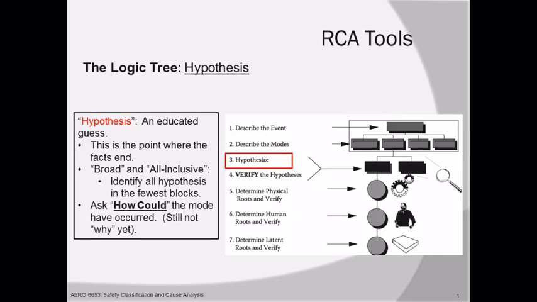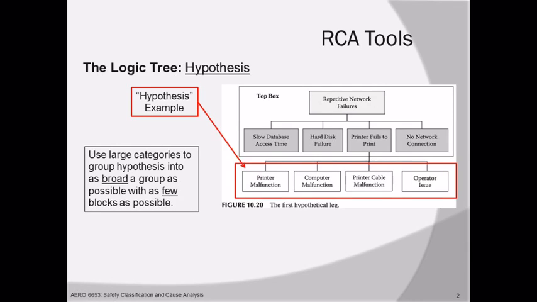You notice here, for each mode then, you have several different hypotheses. Here's an example from our text. The mode, printer fails to print, has been extended to the hypothesis. Printer fails to print. This is the mode that we're extending now in our example to the hypothesis. How could the printer fail to print? Printer malfunction, computer malfunction, printer cable malfunction, operator issue. Those are several different educated guesses as to how the printer may fail to print. How could the printer fail to print?